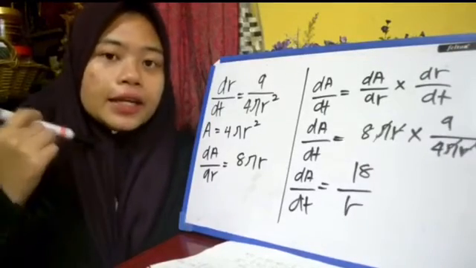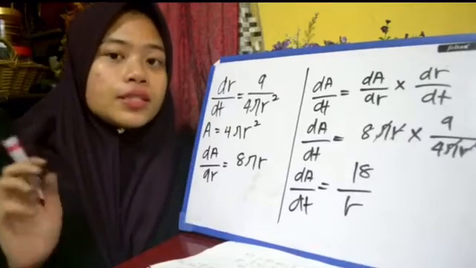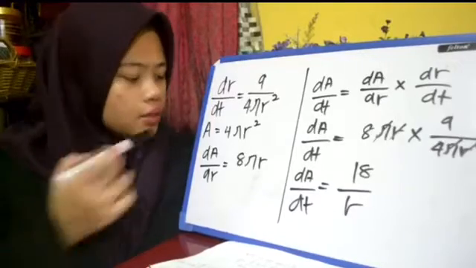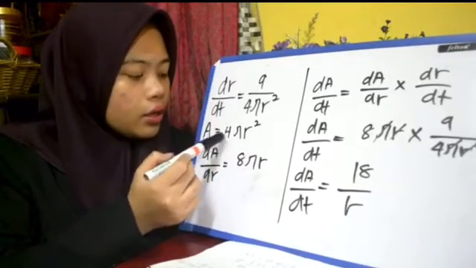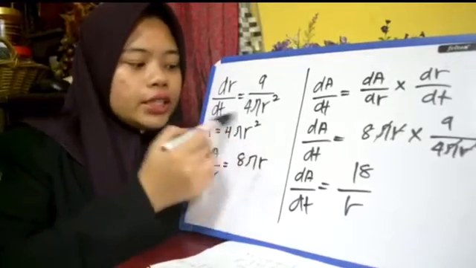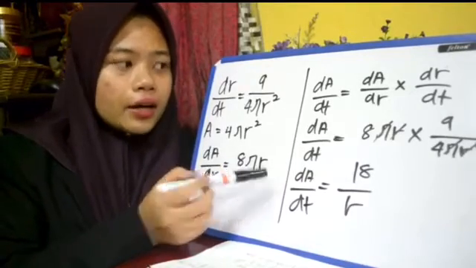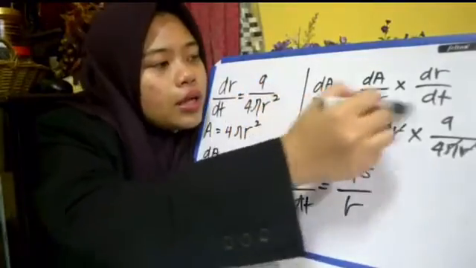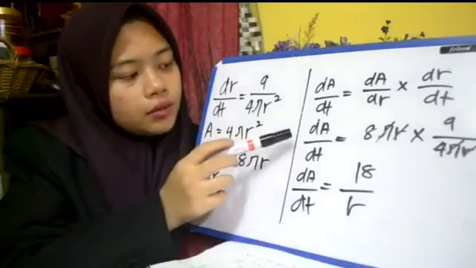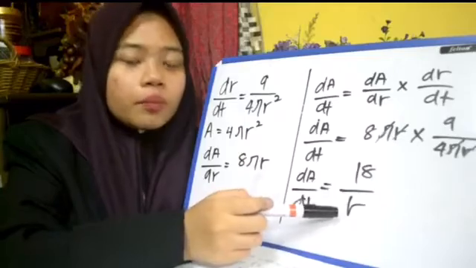After we get the answer for dr over dt, it is not finished yet, because the question wants us to find dA over dt when the radius is 15 cm. So next we need to know the surface area. The surface area is 4 pi r squared. We differentiate this to get dA over dr equal to 8 pi r. And then we put the answer into this formula, and it becomes dA over dt equal to 18 over r.